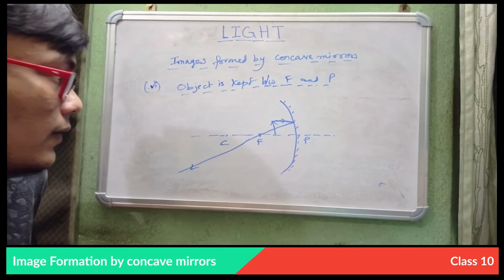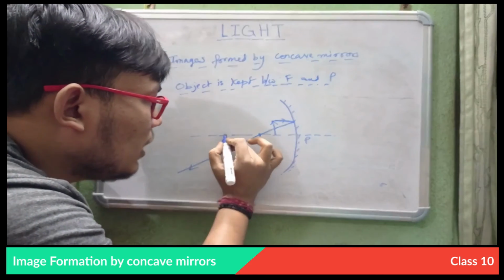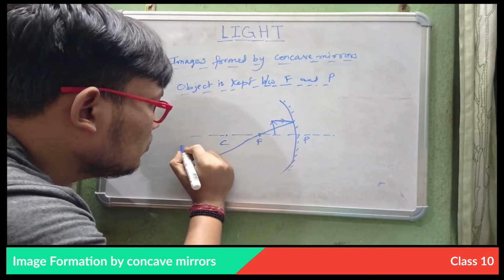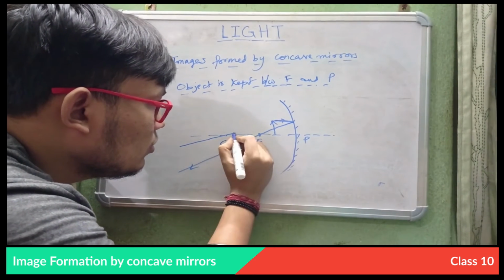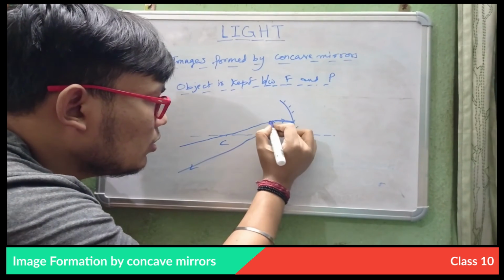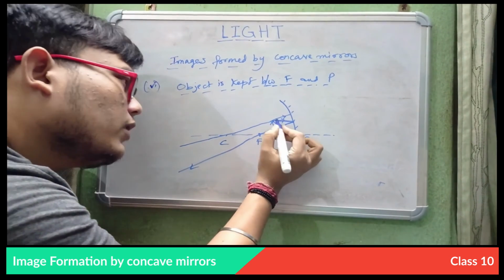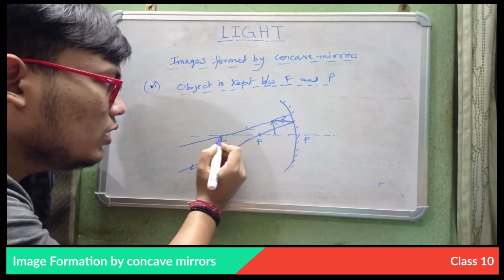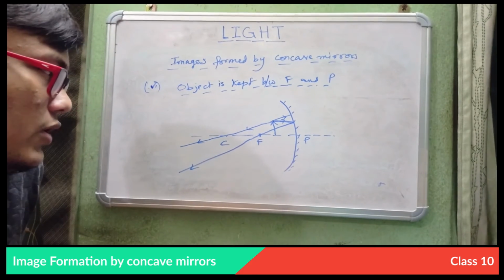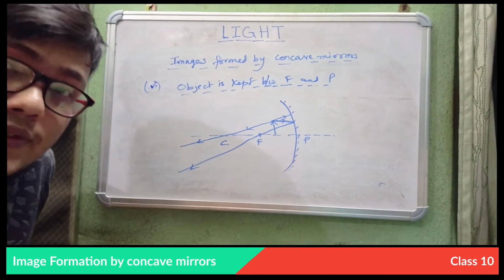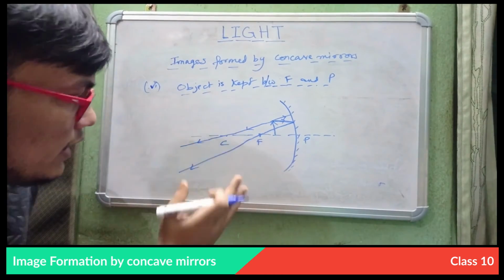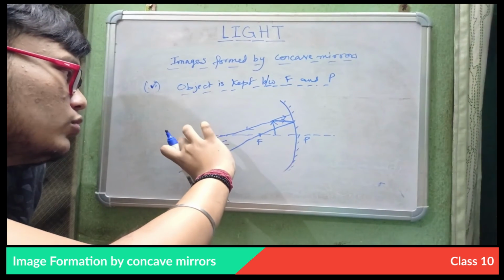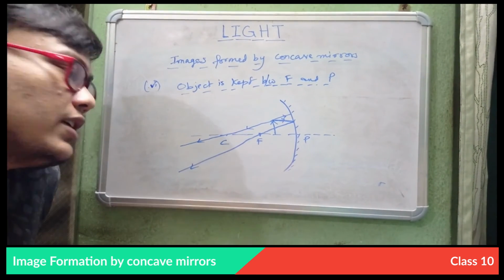And the second ray will first be incident on the mirror, and after reflection will pass through the center of curvature. Now if you see the nature of these reflected rays, they are not parallel, right? They are diverging rays. We can see that these two reflected rays are diverging in nature.